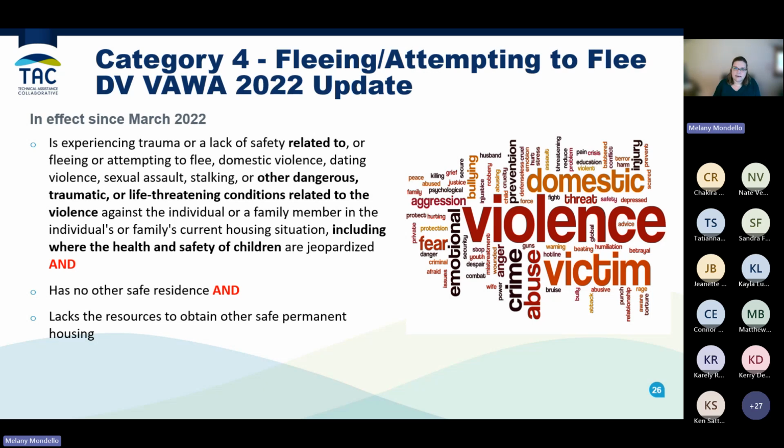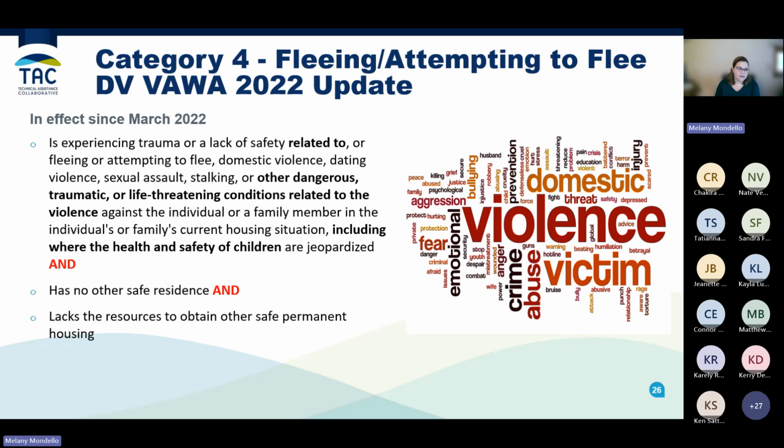So the pieces that are bolded, those are the new pieces that were added that again expand the written understanding of who would qualify under this category. I always like to give an example here because it's so wide ranging. So one of the examples that I like to share, and I can tell you whether it would be eligible or not, is if someone fled abuse a year ago and they're still homeless as a result of fleeing that abuse, they would be eligible under category 4 still.